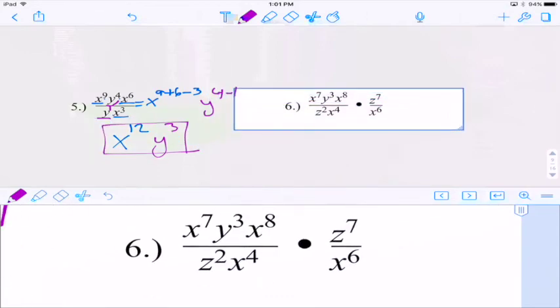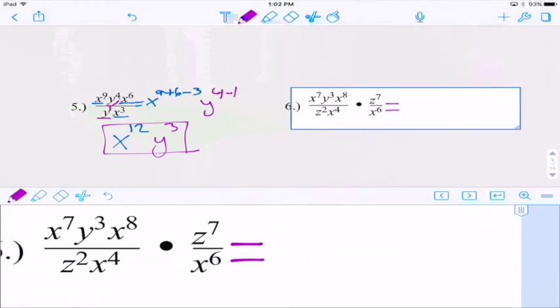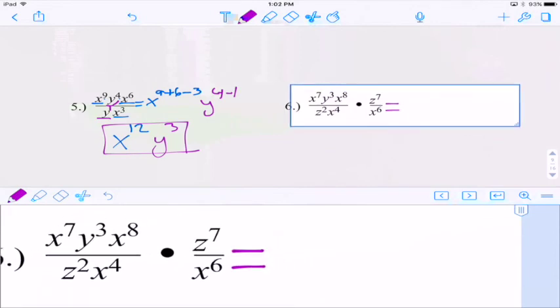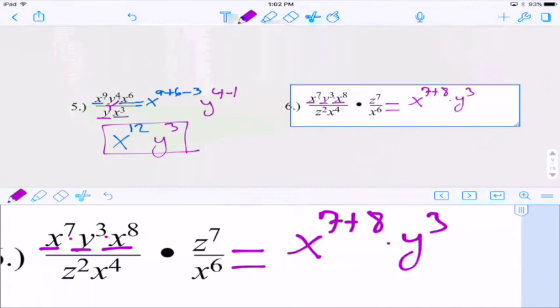Whew, not that bad. So then we're going to do the same thing. This time I'm going to do all the multiplication on top, and then all the multiplication on the bottom, and then I'm going to subtract them. Okay, so I'm going to look at all my x's on the top. Remember, that's multiplication. So when we multiply, we add x to the 7 plus 8. Then we got y cubed, so times y cubed. There's no other y's on top. And times z to the 7th. Okay, that's all my top stuff.